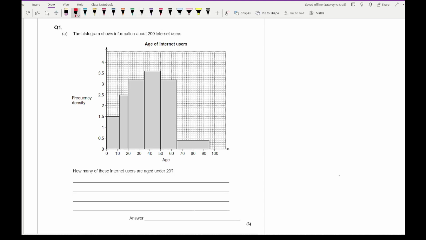Now for this, with a histogram, the frequency relates to the area of the bar. So for being under 20, which is really important, we only need to work out the area of the first two bars. Now to work out the frequency, the formula we're going to use is frequency density multiplied by the class width.